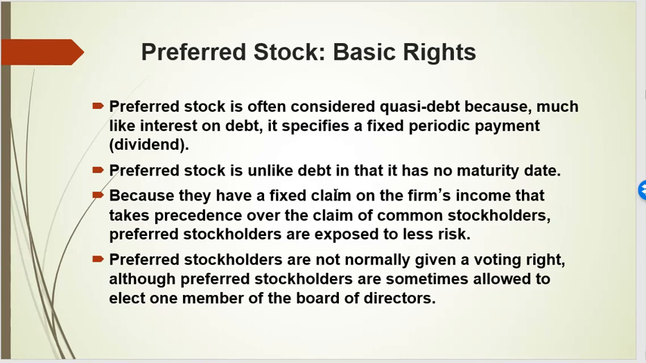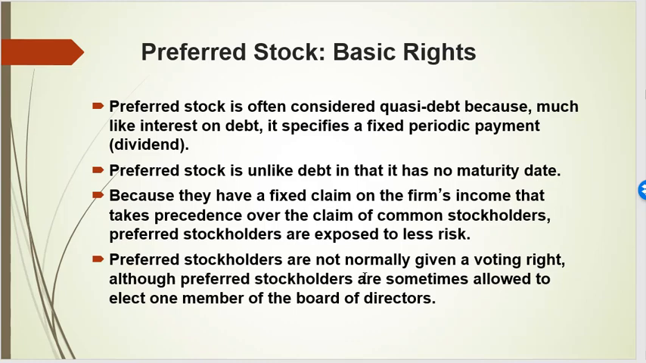It doesn't have a maturity date, right? It has a fixed claim on the firm's income, right? It takes precedence over common stockholders. So since it has a claim higher than stockholders, it is considered to be slightly less risky than common stock. But because it acts like stock, it is actually considered to be a little bit more risky than debt. So again, it's in between. It has characteristics of both kinds of securities.